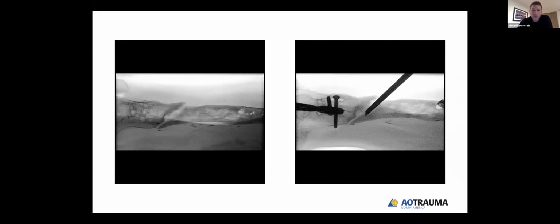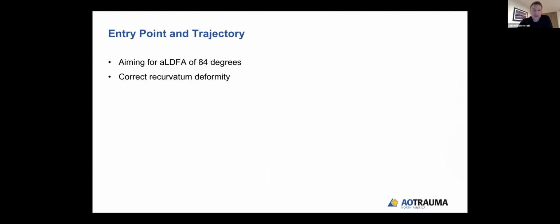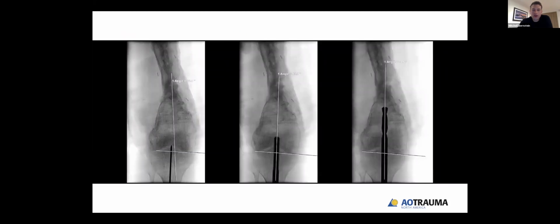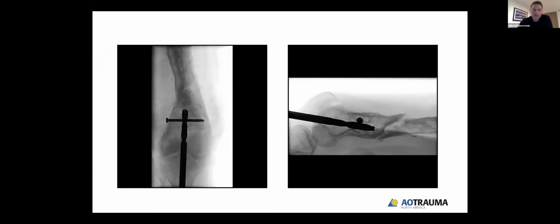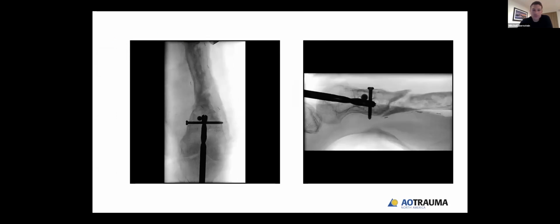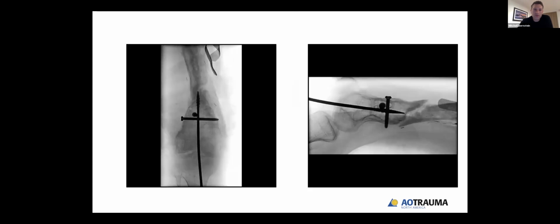So from the medial side, we're mobilizing the non-union. Again, we're aiming for this target LDFA. So we're just playing around with the C-arm and drawing some angles to make sure we have the right trajectory on the AP, right trajectory on the lateral in the distal segment. And here's our blocking screws. So we're going to put an anterior blocking screw to prevent recurvatum and a lateral blocking screw to prevent this valgus, as this is in the concavity of the deformity.